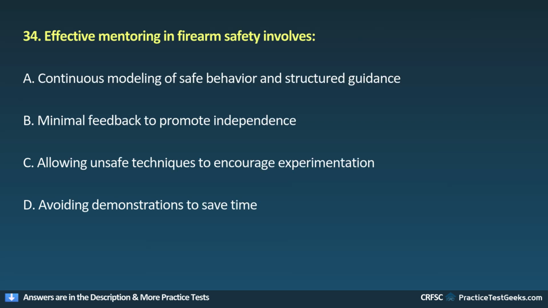34. Effective mentoring in firearm safety involves A. Continuous modeling of safe behavior and structured guidance. B. Minimal feedback to promote independence. C. Allowing unsafe techniques to encourage experimentation. D. Avoiding demonstrations to save time.